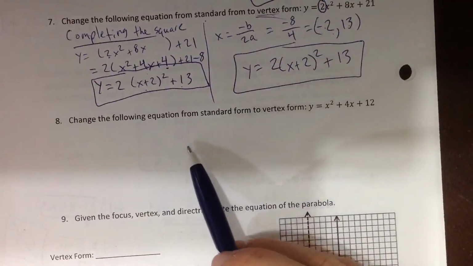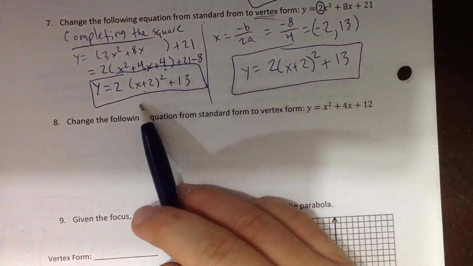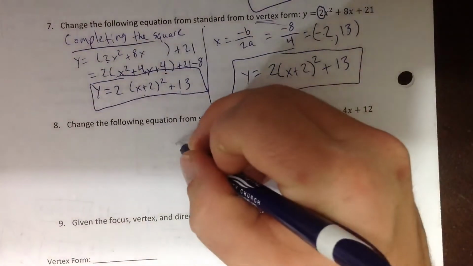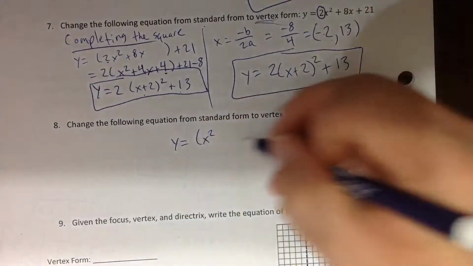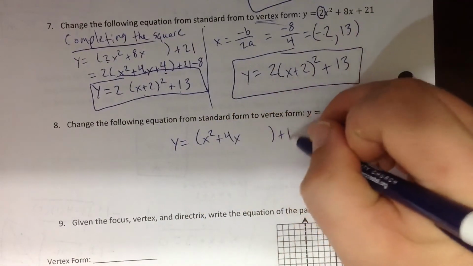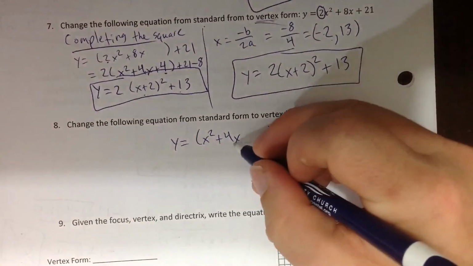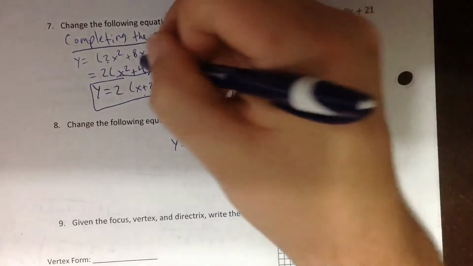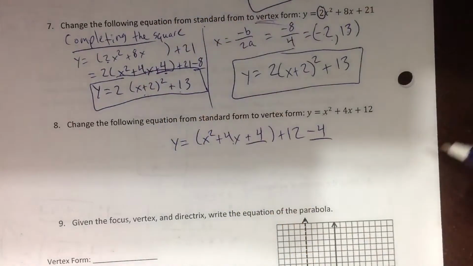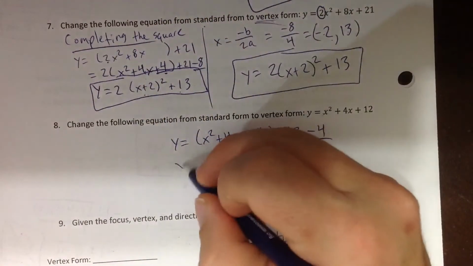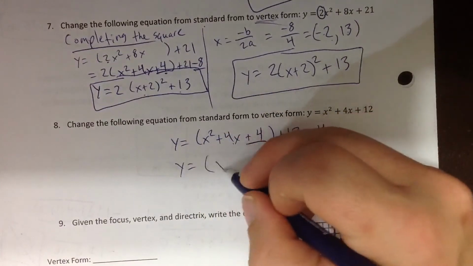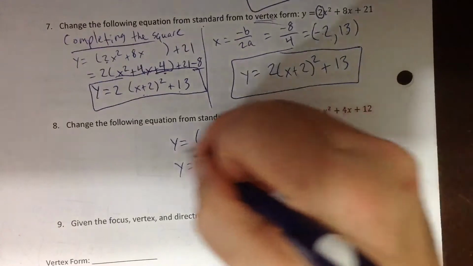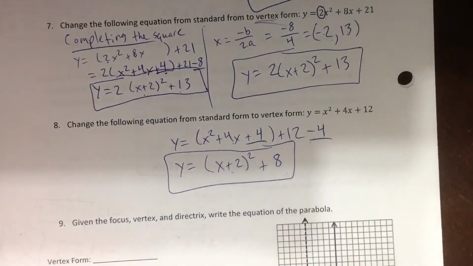Number 8, it's the same process. I'll go ahead and do the completing the square. I feel like that may be a little bit faster since my a is already 1. And so I'm going to group my first 2 items, kicking out the third item. I'm going to do half of 4 and square it, so I'm going to add 4 and subtract 4 on the outside, keeping my equation equal, and then it's x plus 2 squared. Subtract 4 and we get plus 8. So it goes left 2 and up 8.